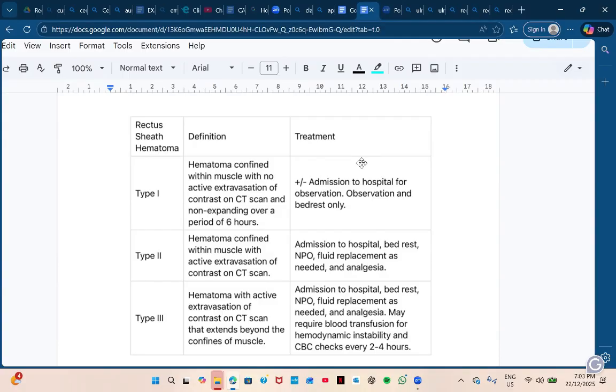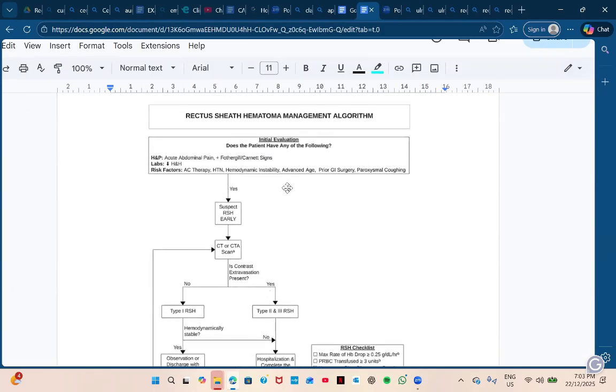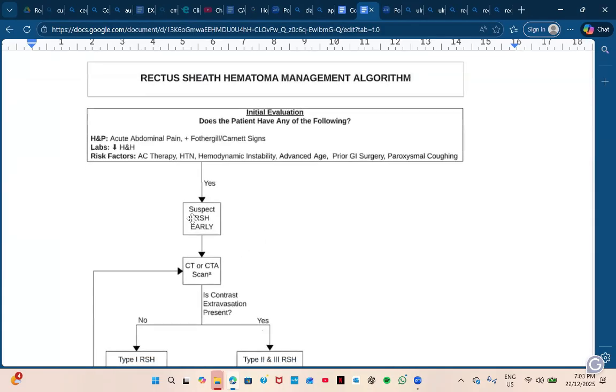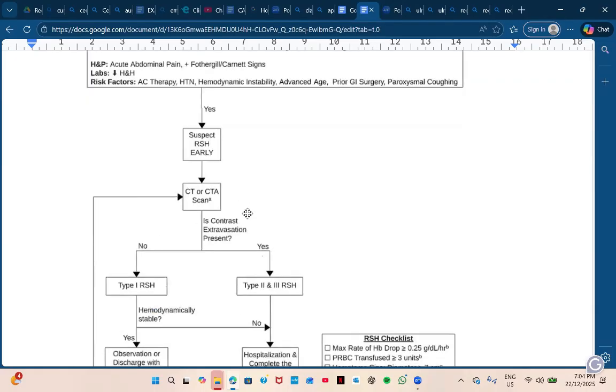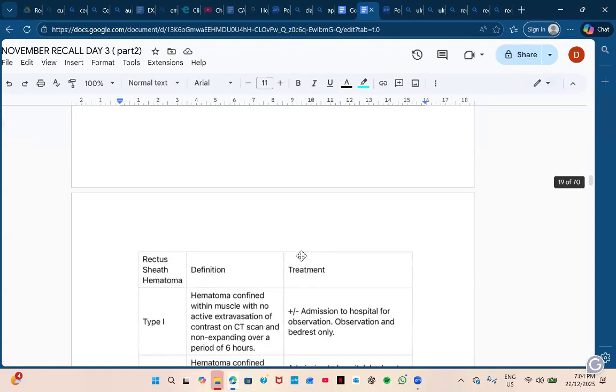Okay, so usually for the rectus sheath hematoma, you have to remember these things. The CT is the gold standard when we are suspecting rectus sheath hematoma. Please remember this is a recall. But you have to remember that in the cases of children and in pregnancy, we have to go with ultrasound. One point you have to remember.